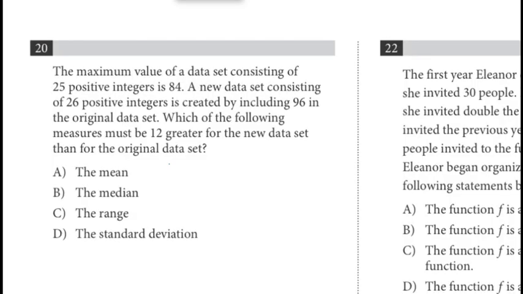Number 20. The maximum value of a data set consisting of 25 positive integers is 84. A new data set consisting of 26 positive integers is created by including 96 in the original data set. Which of the following measures must be 12 greater for the new data set than for the original data set? Notice that it must be exactly 12 greater for the new data set. Now, let's look at the answer choices.